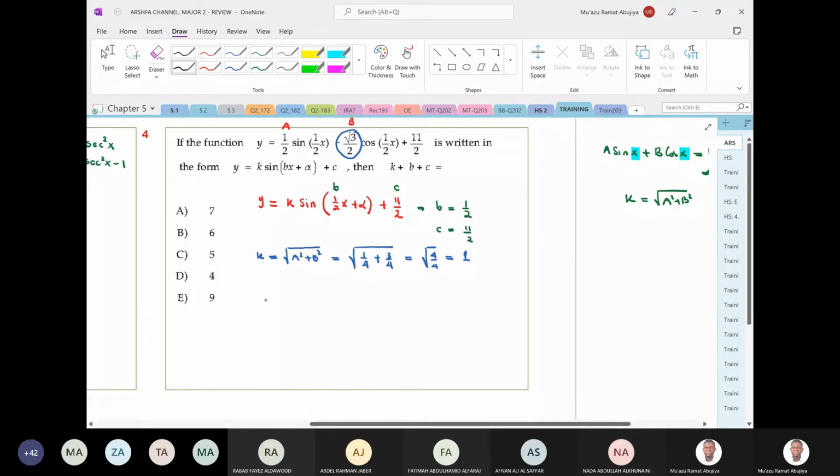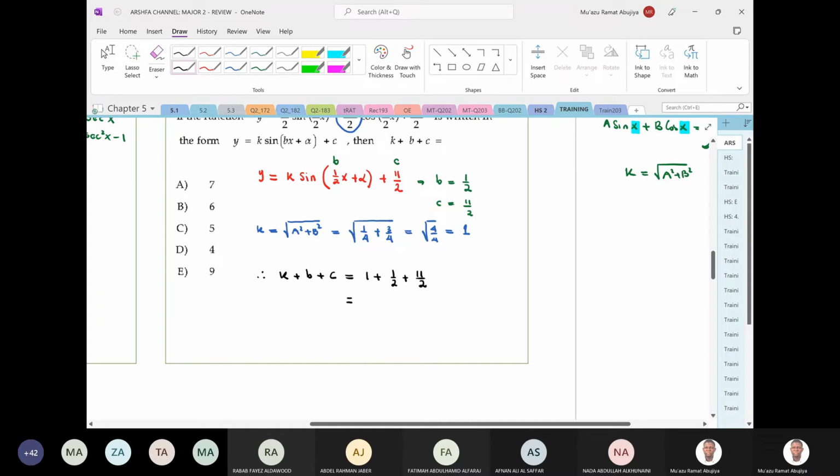Therefore, what is the question asking for? The question wants us to find k plus b plus c. And this is going to be equal to 1 plus b, that is 1 over 2, plus c, and that is 11 over 2. Now we have good news. We can add the last two together. This is going to give us 11 plus 1, that is 12 over 2, which is equal to 6. So we can write it as 1 plus 6, and the answer will be equal to 7. And that is what we are looking for.